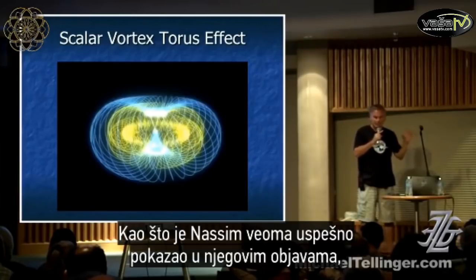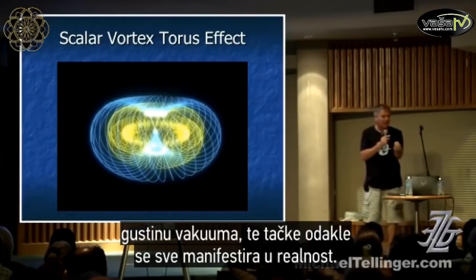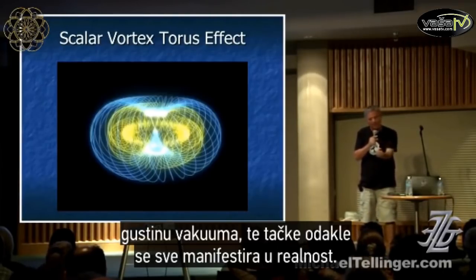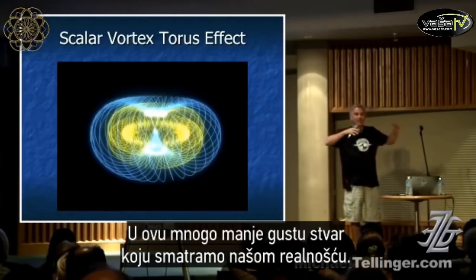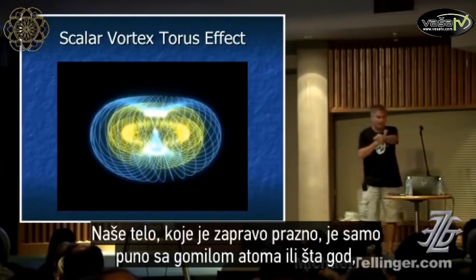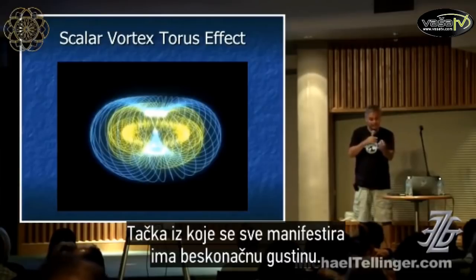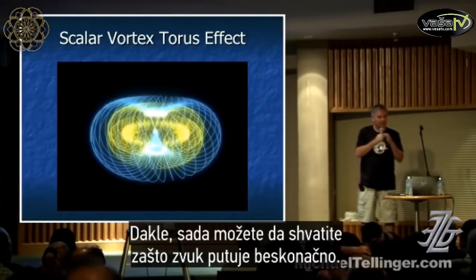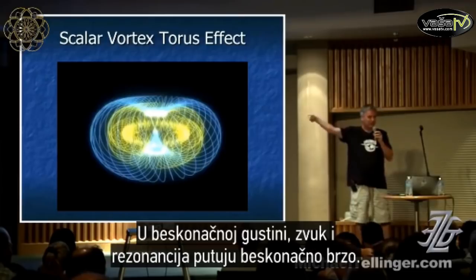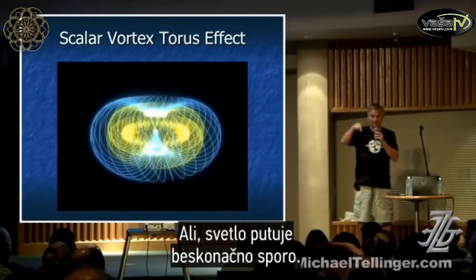And Nassim has shown very successfully with his papers that the density of the vacuum, the point out of which everything manifests into reality, into this much less dense thing that we think is our reality, our body, which is actually empty, it's just full of a bunch of atoms just resonating, that the point out of which everything manifests has infinite density. That's a zero point. So now you can understand why sound travels infinitely, because in an infinite density, sound and resonance travel infinitely fast, but light travels infinitely slowly.